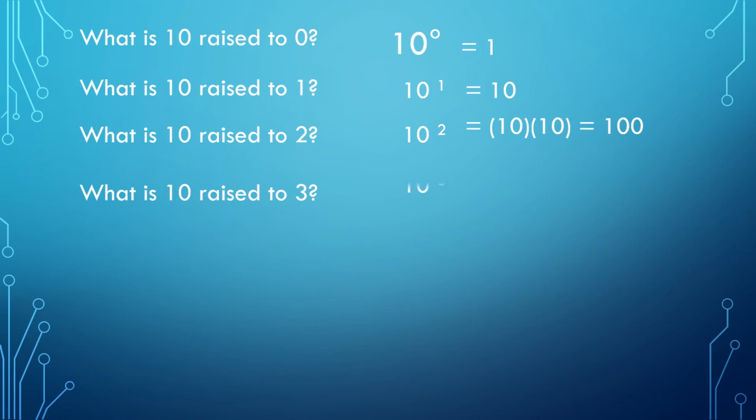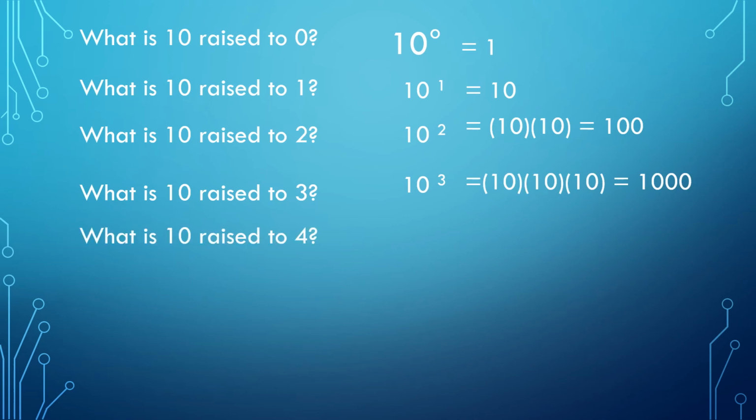What is 10 raised to 3? 10 cubed means you are going to multiply 10 three times. So 10 times 10 times 10, and that is 1,000. And then, what is 10 raised to 4? 10 raised to 4 is equal to 10,000. Okay, look at this one. Here, 10 raised to 0 is 1. Then 10 raised to 1 is 10.